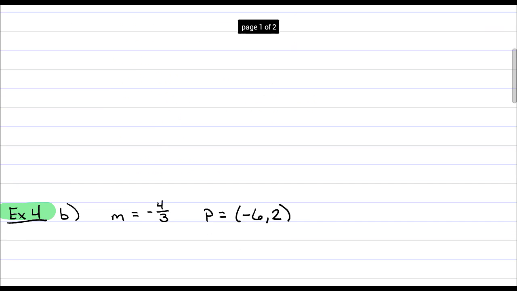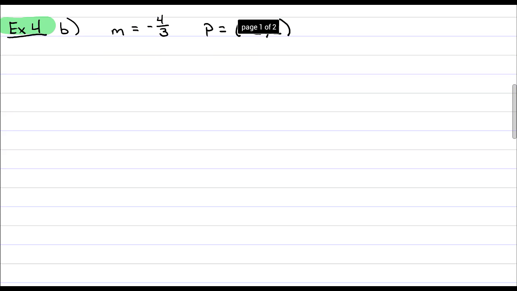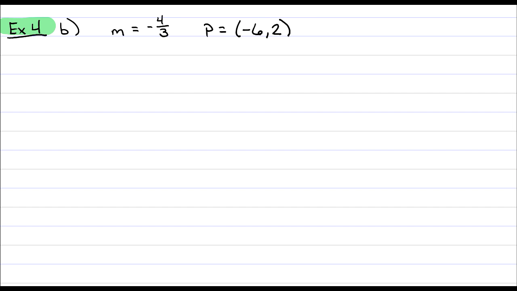Okay, let's move on to part B. Same basic idea. I am going to find the equation of this line using point-slope form. So again, just to write that down, that's y minus y1 equals m times x minus x1. And the numbers x1 and y1 come from the coordinates of my point. So plugging in the given information into the formula for point-slope form, I have y minus 2 equals minus 4/3 times x minus -6. So that's x plus 6.